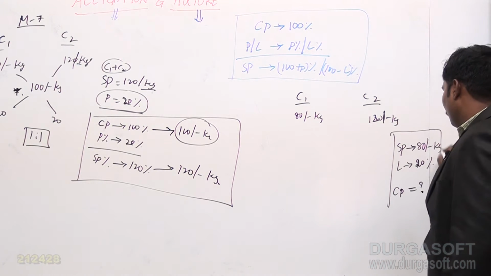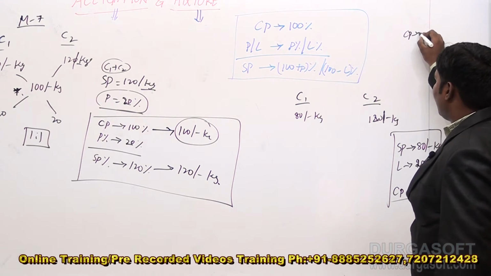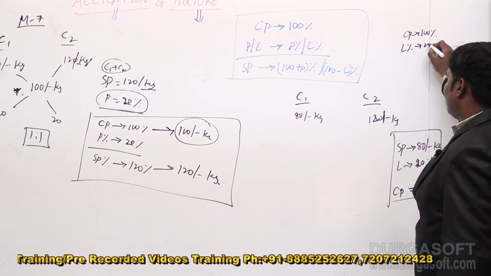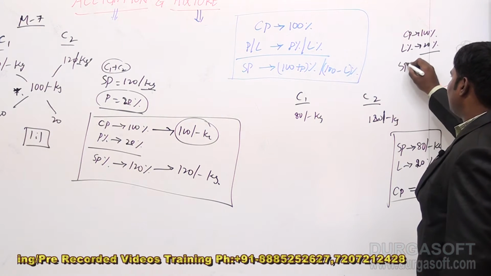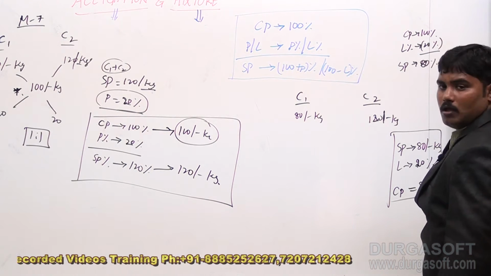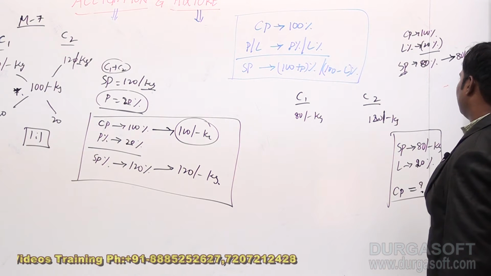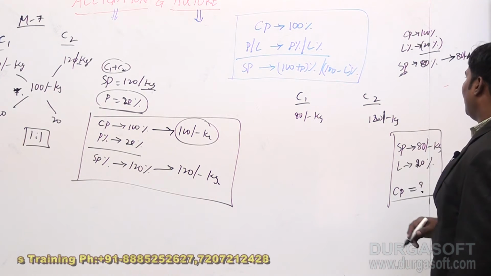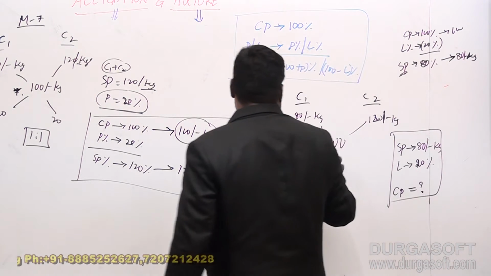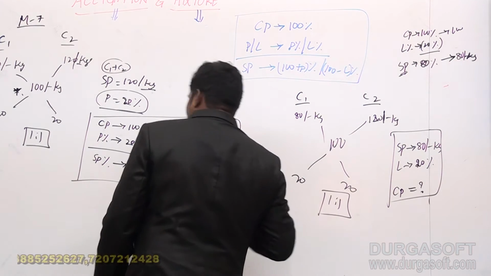In this case, we should analyze in a simple way. Cost price is always 100%, the loss percentage is 20%, so the selling price percentage is 80%, because it's a loss. This 80% is equal to the selling price, that is 80 rupees per kg. Then 100% value is 100 rupees per kg. Then the same answer arises, 1:1.